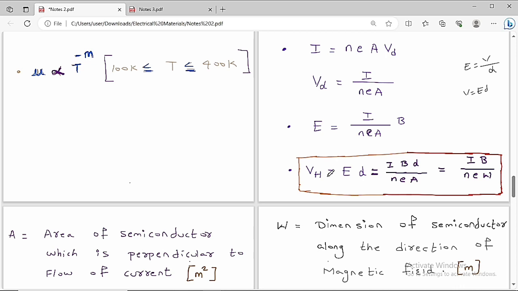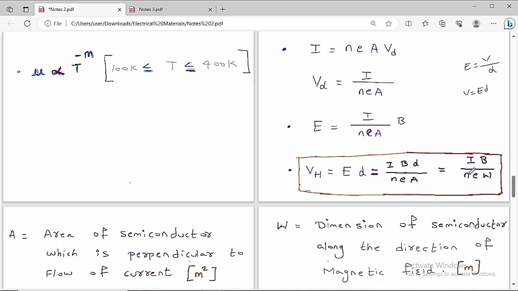Yes, it is positive for the P type of semiconductor and negative for the N type of semiconductor. So the polarity of the Hall voltage is different for different semiconductors. Means it is positive for the P type and negative for the N type. Whatever formula I have given is for the N type of semiconductor, because here I use electrons as the majority carriers, so I use the symbol N.